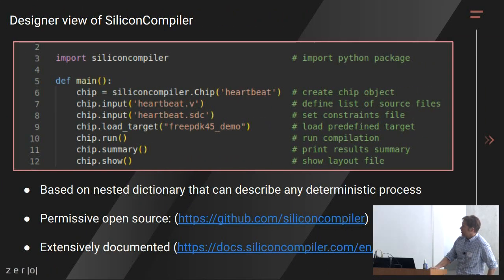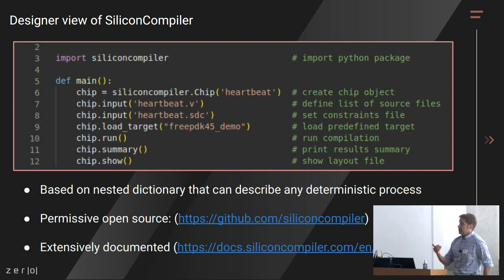And so this is what we want to present to the designers. This is what I think design should be like. Since we created this, I really enjoy using the system. We use it for all our tapeouts. Basically, you import the SiliconCompiler package from pip, and then from there on, it's just all Python code. So you create a chip object. In this case, Heartbeat is my top-level design. I start defining all the parameters statically. What are the inputs? What kind of design constraints?